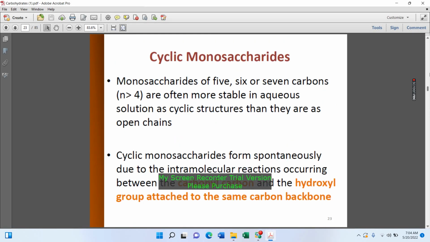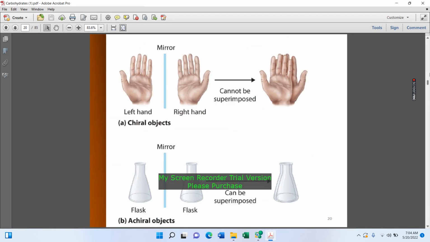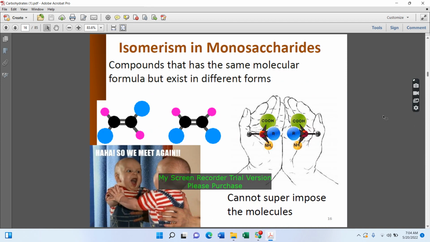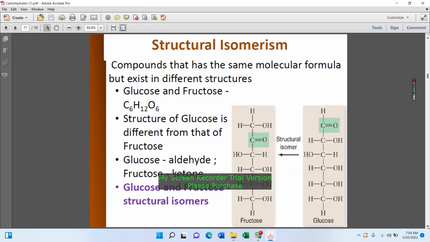Hello, good morning, everyone. Today I'm going to talk about isomerism in monosaccharides. Compounds that have the same molecular formula but exist in different forms, we call them isomers. They cannot superimpose the molecules. So, structural isomerism: compounds that have the same molecular formula but exist in different structures.